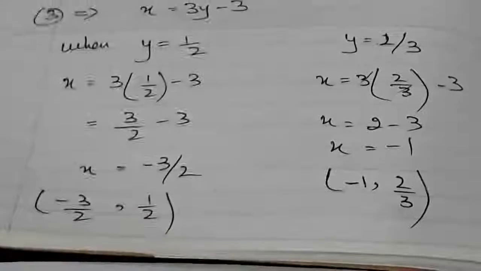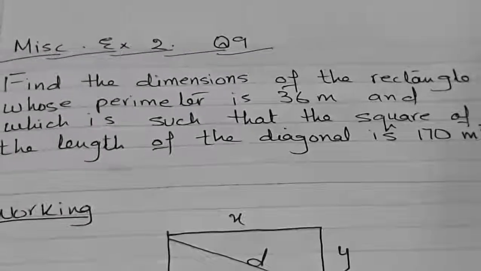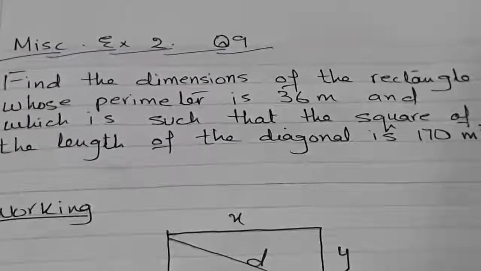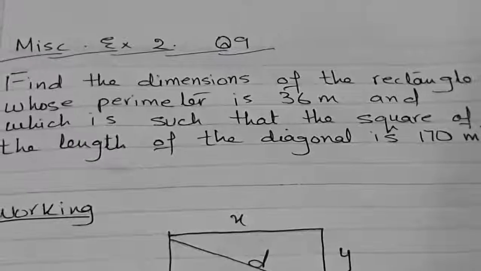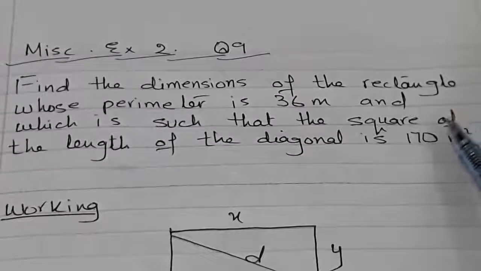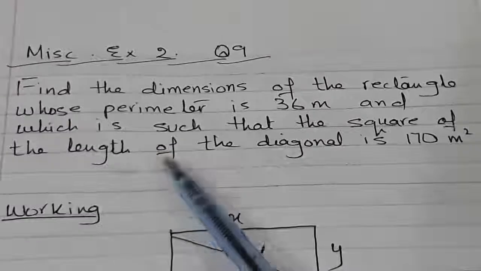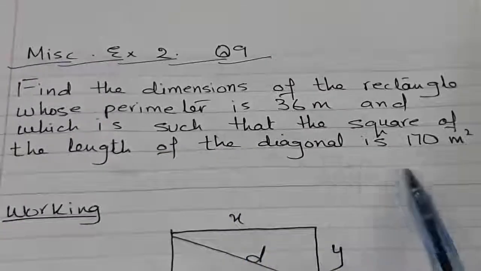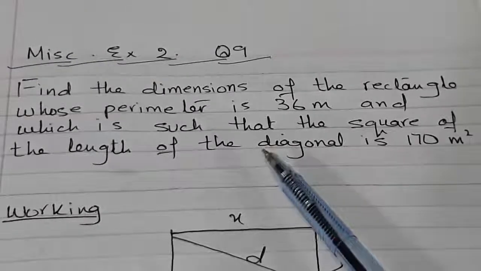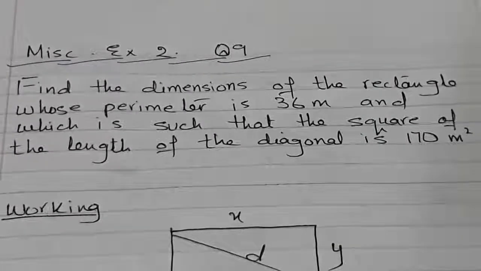Let's take one more example, and this question I have taken from miscellaneous exercise, question 9. The question says: find the dimension of the rectangle whose perimeter is 36 meter and which is such that the square of the length of the diagonal is this. In my experience, I have seen mostly children have a problem in understanding or comprehending this question. So I'll try to explain it to you with the help of a diagram.